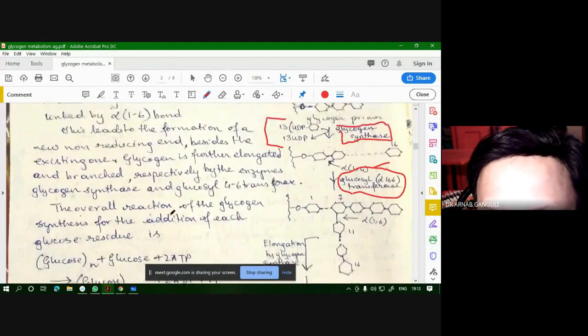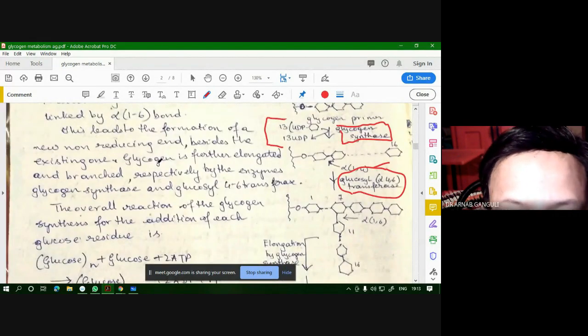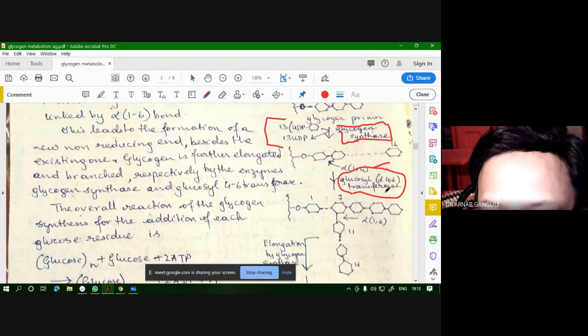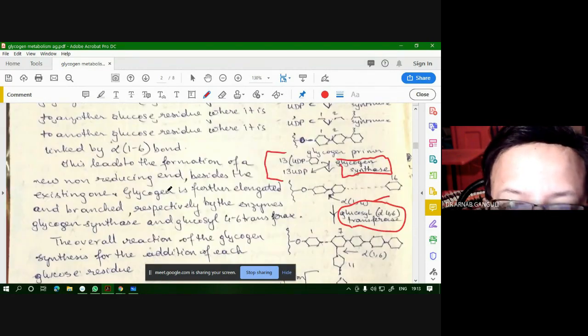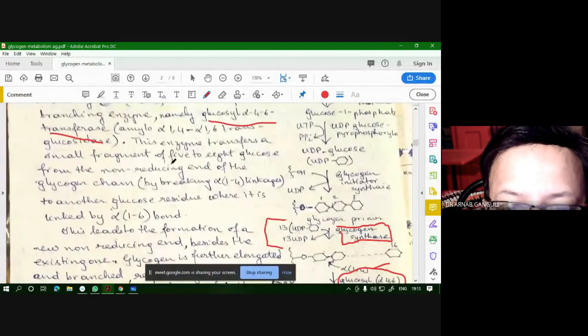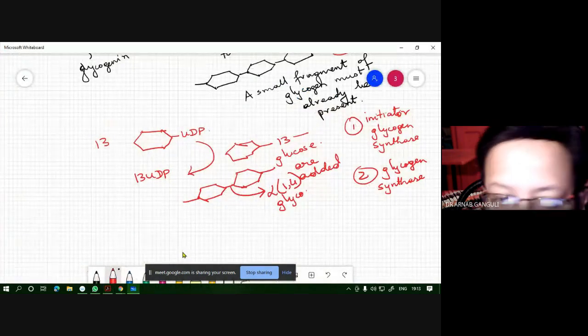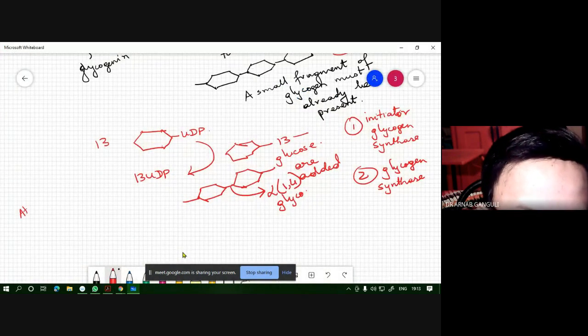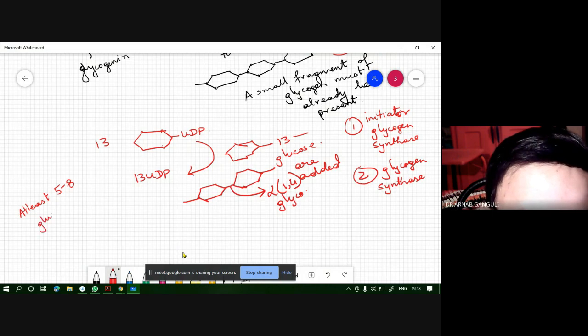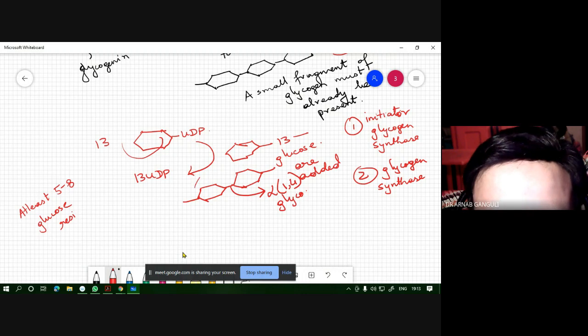I find it more comfortable. So this enzyme, glucosyl alpha 4 to 6 transferase, needs at least 5 to 8 glucose from the non-reducing end. At least 5 to 8 glucose residues. Residue is one of what? Just one of these is a residue.